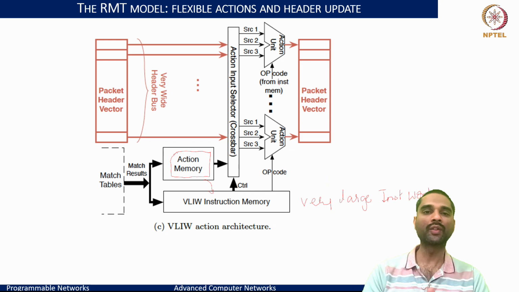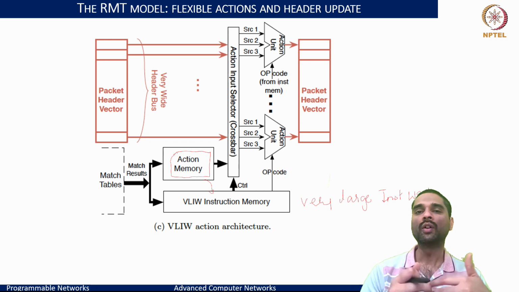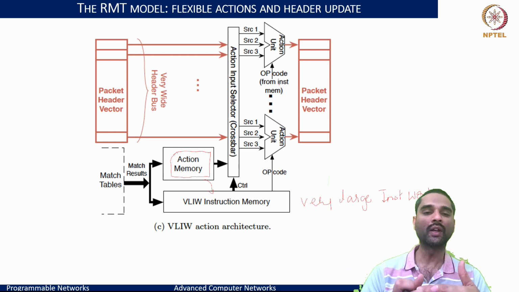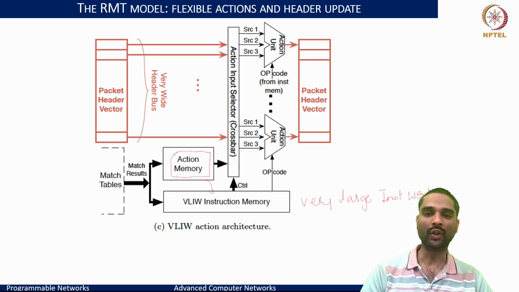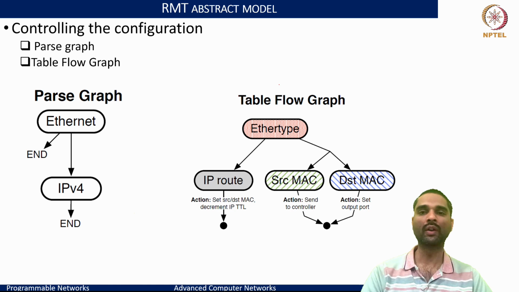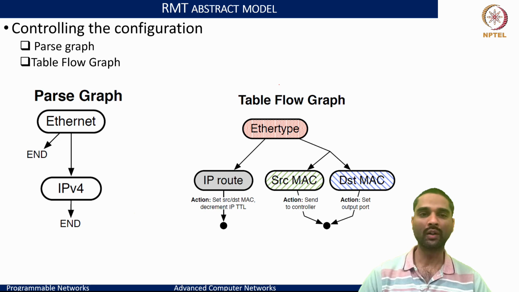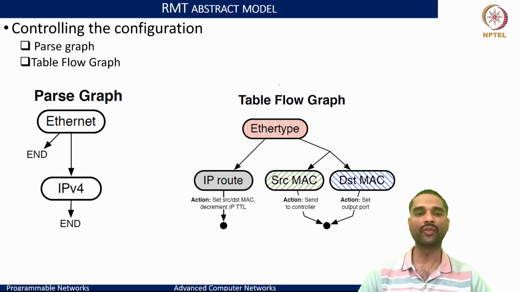And this architecture in a way makes it a lot more flexible to add specific actions and update the header at one go, trying to do different actions as different matches result in different sets of actions. And for enabling this kind of operation, we require what we call a state machine that is being built in two distinct graphs. One is called a parse graph, the other is a table graph.